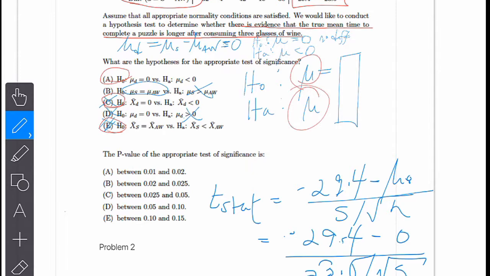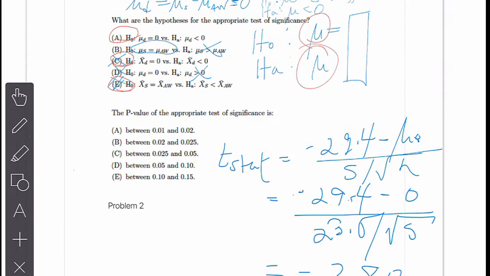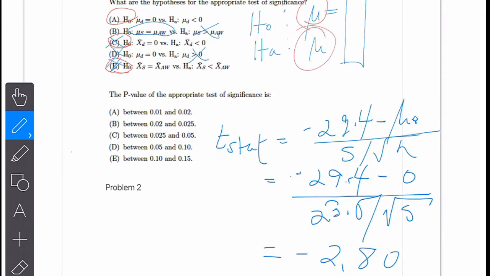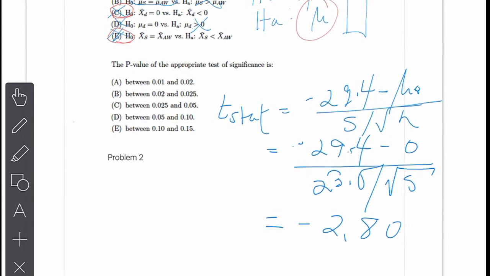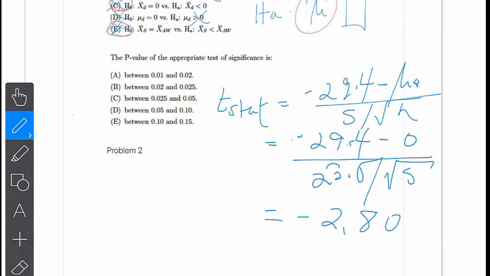It's negative 2.80. Okay, so negative 2.80. Now, do I know that represents an outlier? Is that far away? Seems kind of far. But to really know, I need to check.